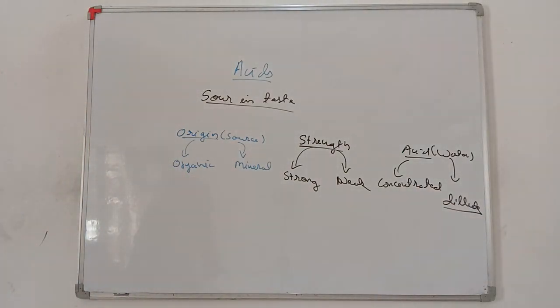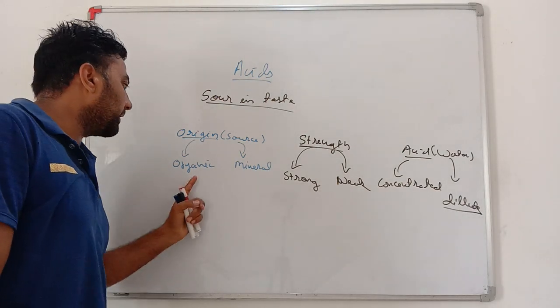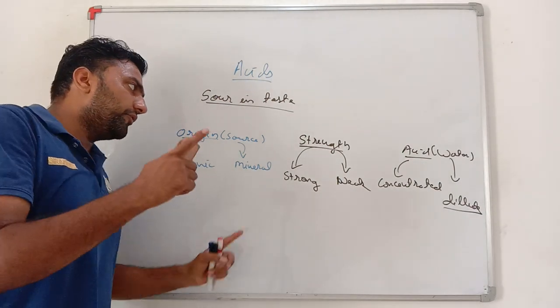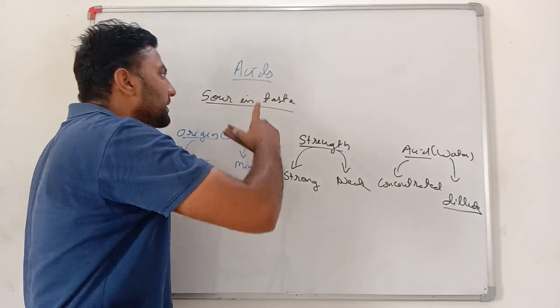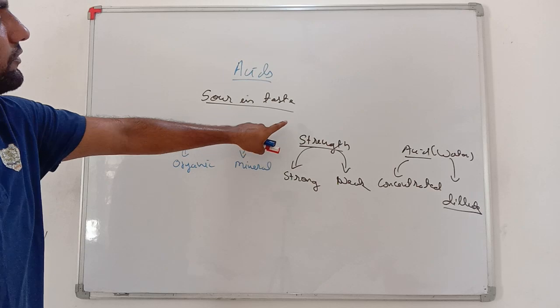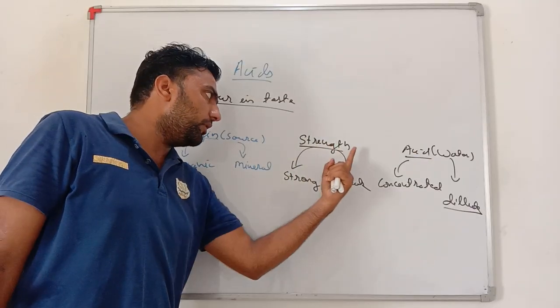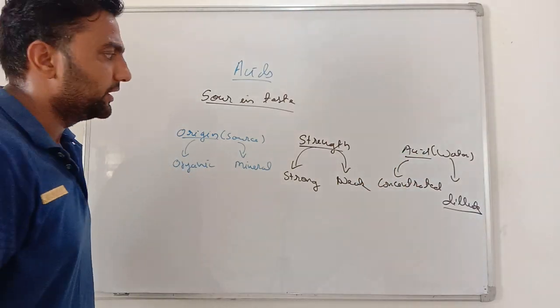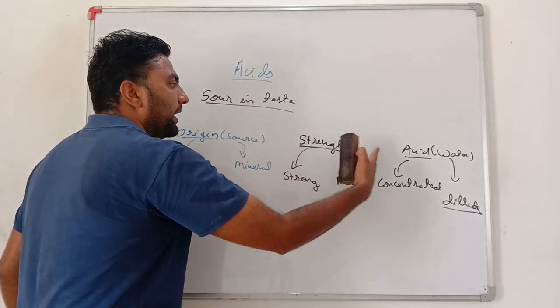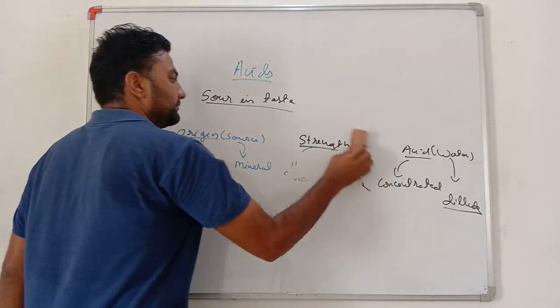So one by one, we will see all the topics. First, we will see what are organic and mineral acids. After that, we will see the chemical properties of acids, and after that we will see the meaning of strength of acid and presence of water in acid. These two things we will cover at the end of the acids topic. As of now we will see only this topic.